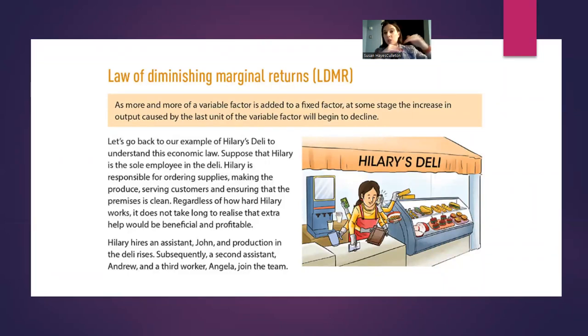First of all, it slows down. The benefit slows down, the pace of it slows down to the point where it can go the other way, where it's actually negative. As you can see here in our text, we say, suppose that Hillary is the sole employee. Hillary is responsible for ordering supplies, making the produce, serving customers, and ensuring the premises are clean.